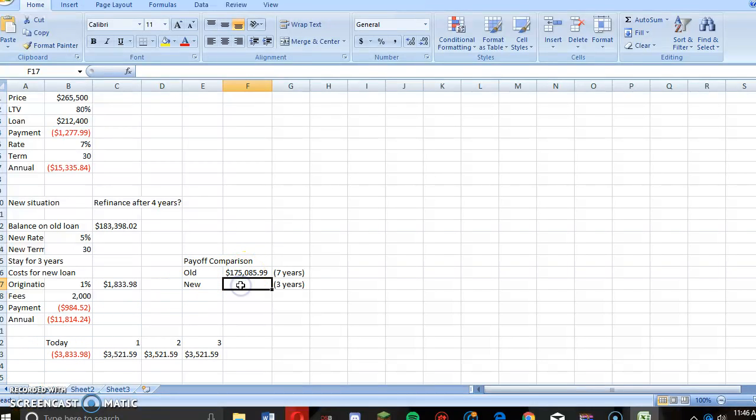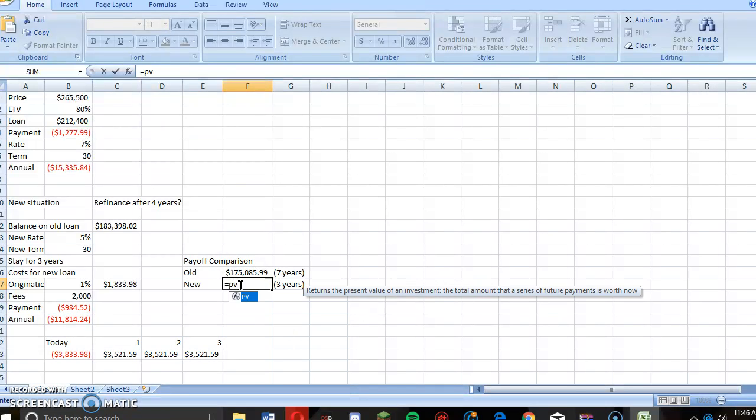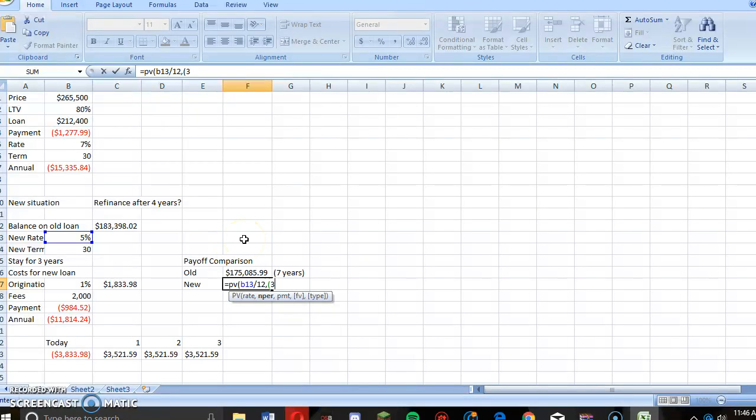Okay, now to figure this one out, we're going to do the present value of our new rate, which is going to be the 5%. And we want to divide that by 12. And then we're going to want to do 30 minus the 3 years. And then multiply it by 12. And then we want to make sure we also include the payment, B19. And then there's that one.